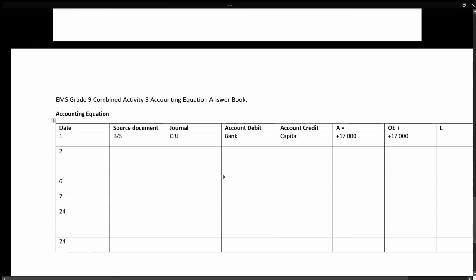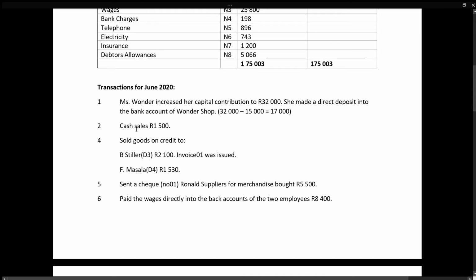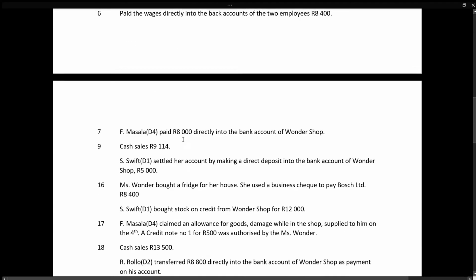Let's have a look at the transaction that took place on the 2nd. On the 2nd, cash sales of 1,500 Rand, but first we need to calculate cost price. So cash sales, selling price of 1,500 Rand. We are going to take selling price in Rand divided by selling price in percentage and multiply by the percentage that we want. We want cost price, so cost price percentage, and that will equal 1,000 Rand cost price. Let's go and put that in.